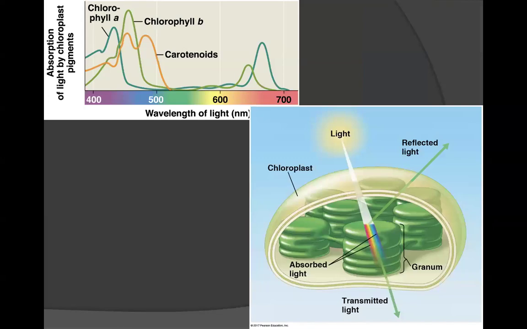This means that by using multiple different pigment types, the chloroplast can maximize its absorption of the visible light spectrum to also maximize the photosynthetic process.